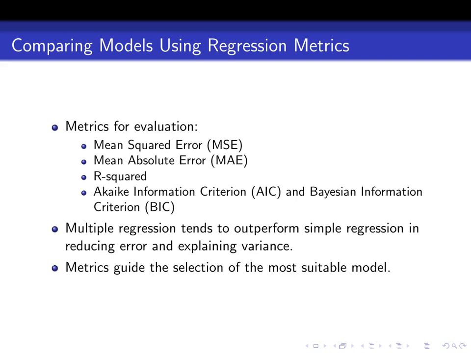Multiple regression typically outperforms simple regression in explaining variance and reducing error, but these metrics guide the final choice of model.